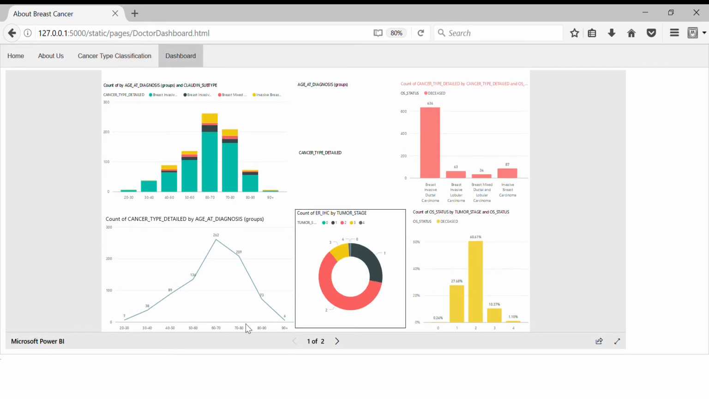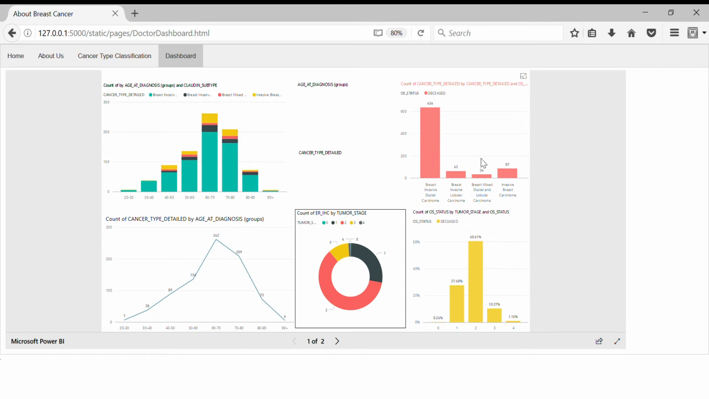And again, here is a different dashboard for the user. This data shows that the most common type of cancer occurring in women is breast invasive ductal carcinoma. And if you could see here, the number of people who are getting cancer is higher in this region, from 50 to 60 or 70, and then it normally drops down on the other side. The invasive ductal carcinoma is the most commonly occurring type of cancer.